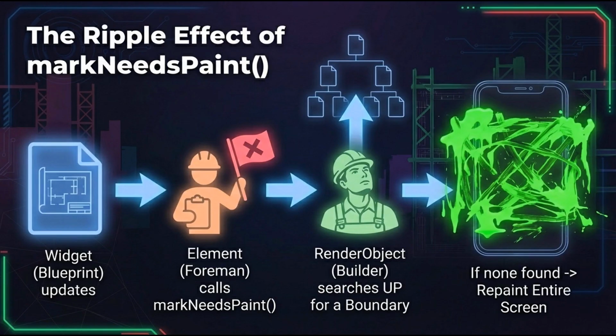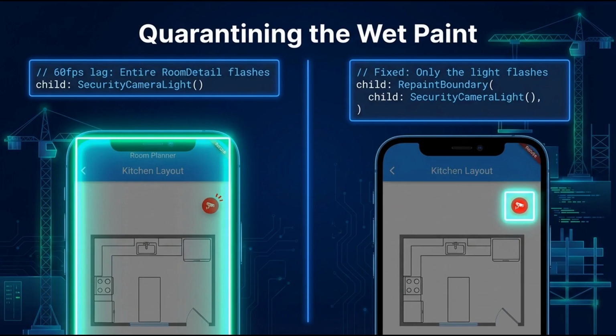Here is how the ripple effect works. When a widget updates, the element calls markNeedsPaint on the render object. The render object then searches up the tree for a repaint boundary. If none is found, Flutter repaints the entire screen. That is the trap. Let's fix it in our Room Planner app.